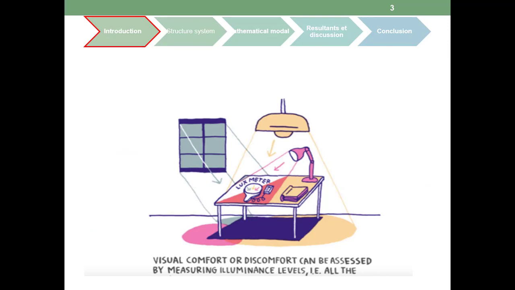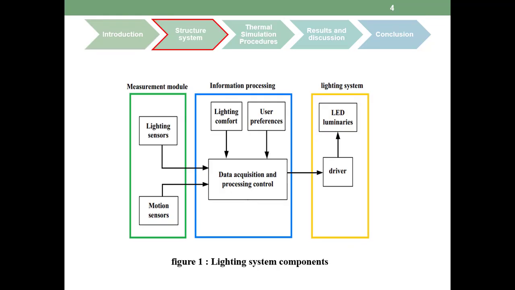Introduction. Daylight can help minimize lighting power consumption, improve user lighting comfort, and increase work productivity. We use IoT and fuzzy logic lighting control to present an intelligent approach for reducing lighting energy consumption in the building while maintaining lighting comfort. The proposed lighting system components are depicted in the figure. It's composed of three parts: a multimeter model, an information processing model, and a light system.